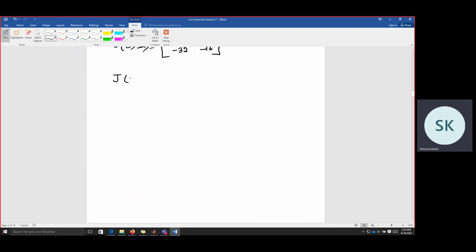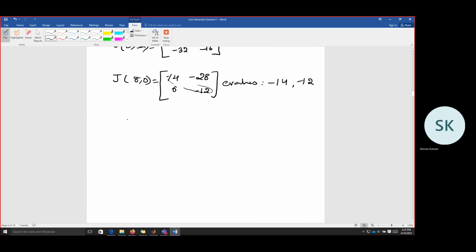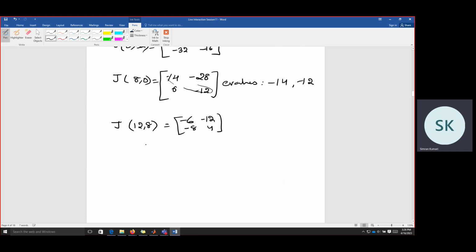For the third equilibrium point, which is 28, 0, we substitute x1 and x2 as 28 and 0, and what we get is minus 14, minus 28, 0, minus 12. What are the eigenvalues? These are the diagonal terms, so the eigenvalues are minus 14 and minus 12. And for the last one, which is 12 and 8, we substitute and get 16 minus 8, minus 12 and 4.